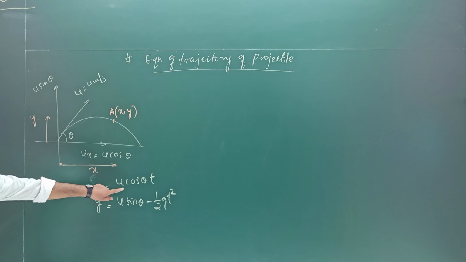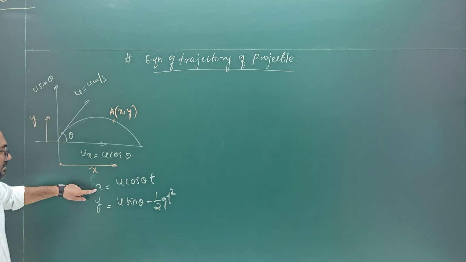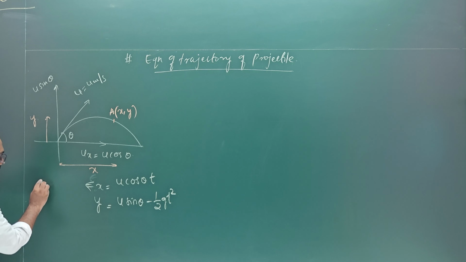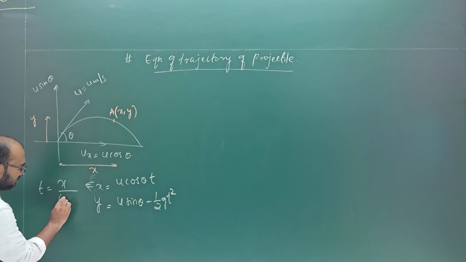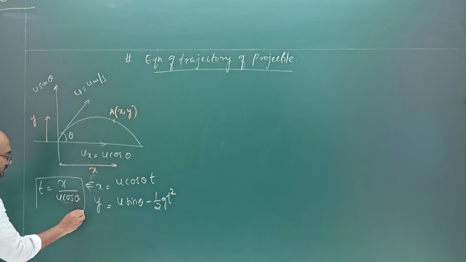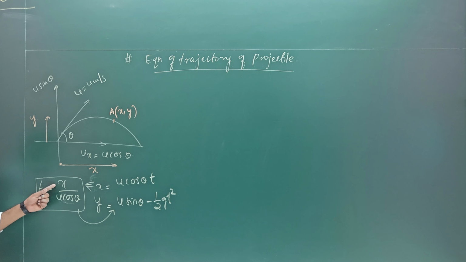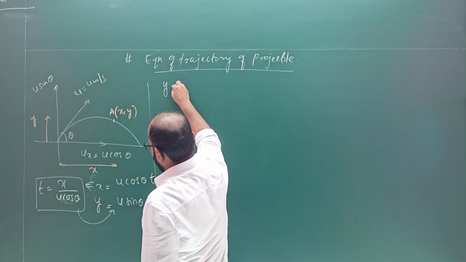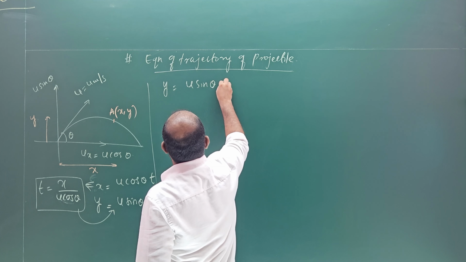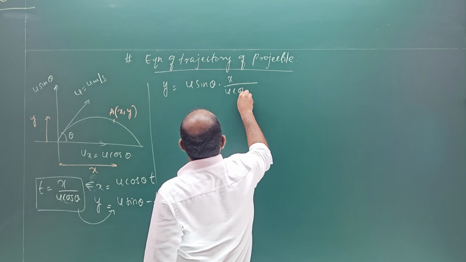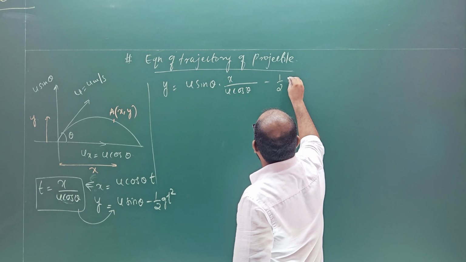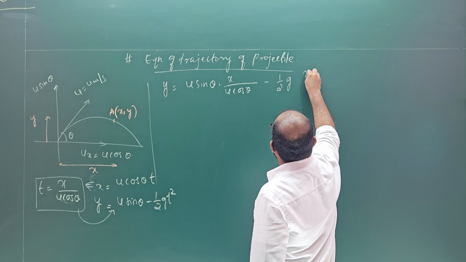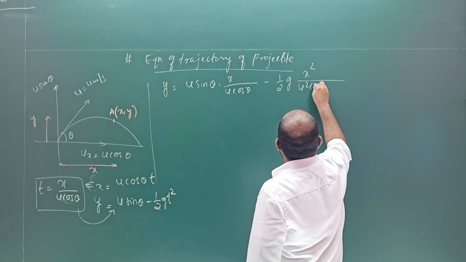Eliminating the time, just by substituting, t is equal to, can I write, x upon u cos theta. Substituting t equals x upon u cos theta in this equation will provide you the equation of trajectory of a projectile. Now let us substitute this. So y can be written as u sine of theta into x upon u cos theta. Can I write like this? Minus half g t square, which is again x square upon u square cos square theta.